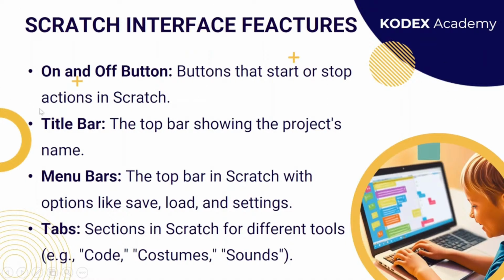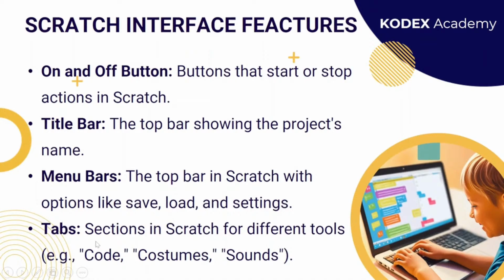Now next one is the title bar, the top bar which shows the project's name, the specified project name. You can select it, and on the basis of that you can see it on the title bar. Next one is the menu bar. This is the top bar in Scratch which has options for save, load, or settings, or if you want to see the tutorial or specify the name of the project. You can see it in the menu bar.